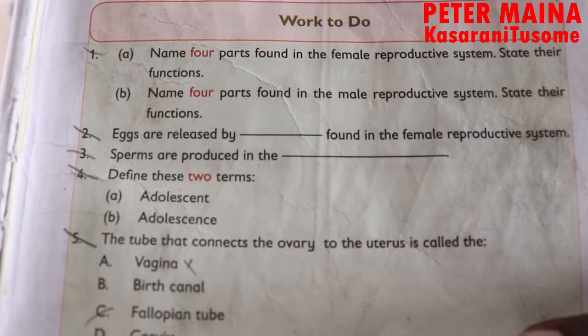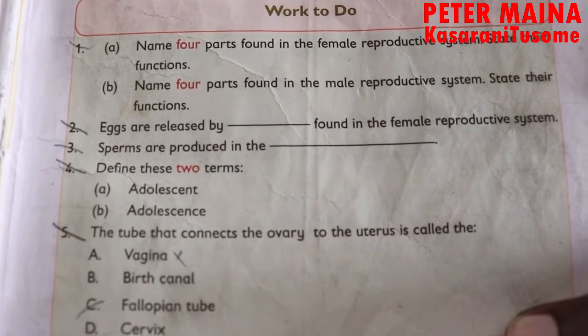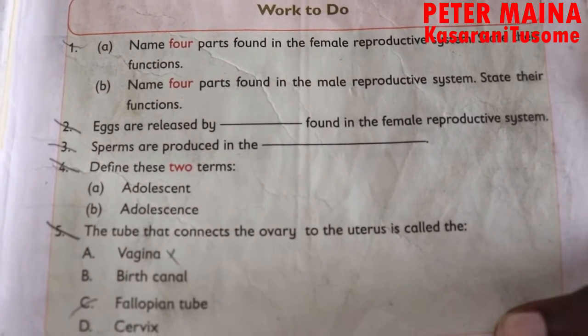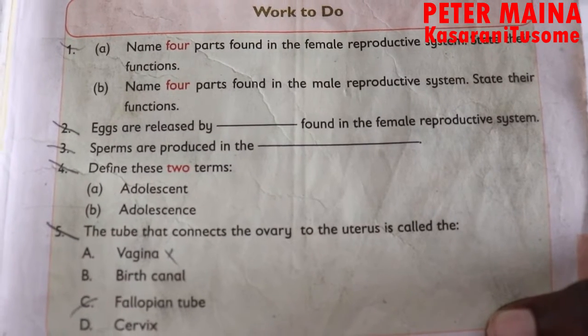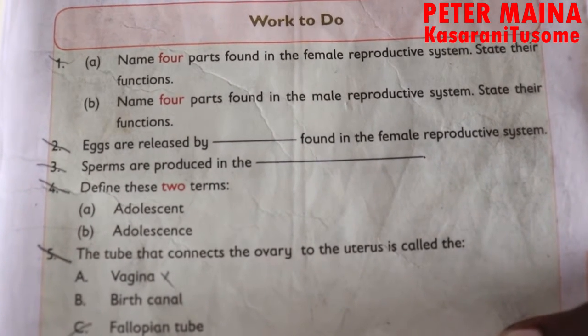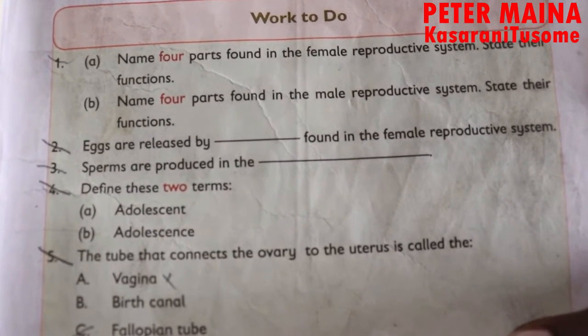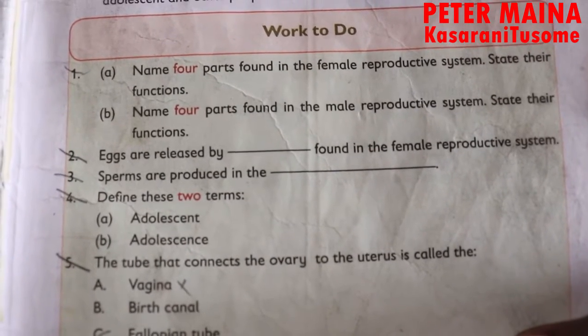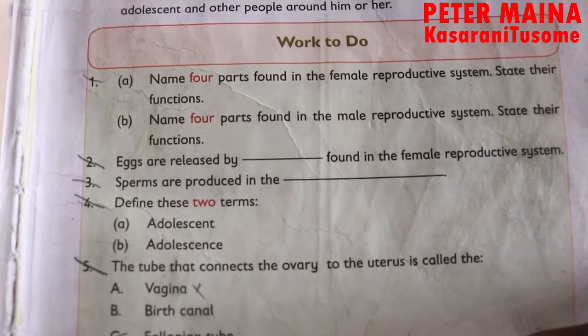And then finally we have the vagina, also called the birth canal. The vagina, or the birth canal, is the tube through which the baby passes during birth. It is also in the vagina where the sperms are deposited.